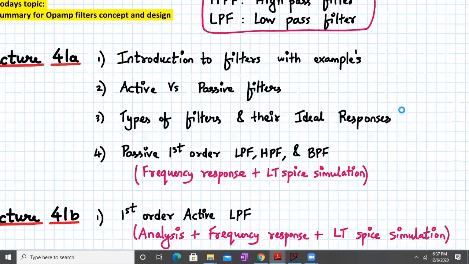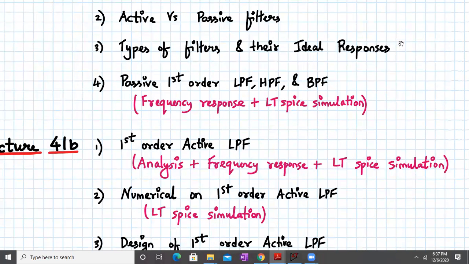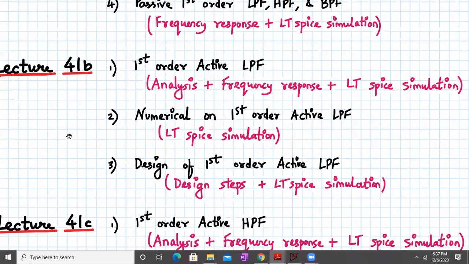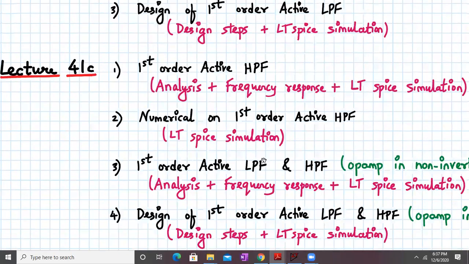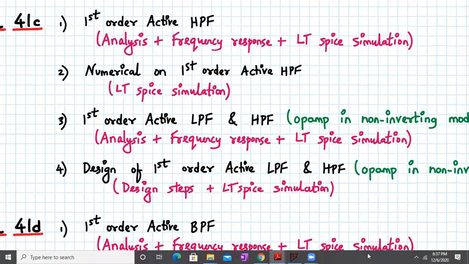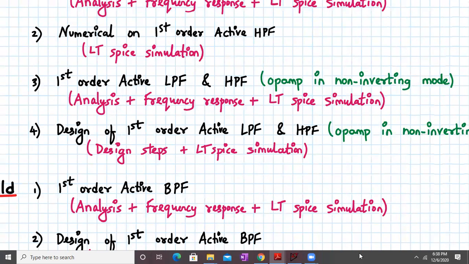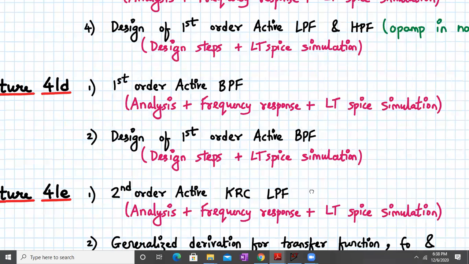So we introduced filters with examples, discussed active and passive filters, types of filters, and the passive first order responses for low pass, high pass and band pass. Then we went to the first order low pass filter with opamp in inverting mode, then numerical and the design of the same, then first order high pass filter using inverting mode. Then, very important, first order active low pass filter and high pass filter in non-inverting mode. This is what we used in actual design, not the earlier one. Then the design of first order active low pass and high pass filter in the non-inverting mode. Then the first order band pass filter and its design.